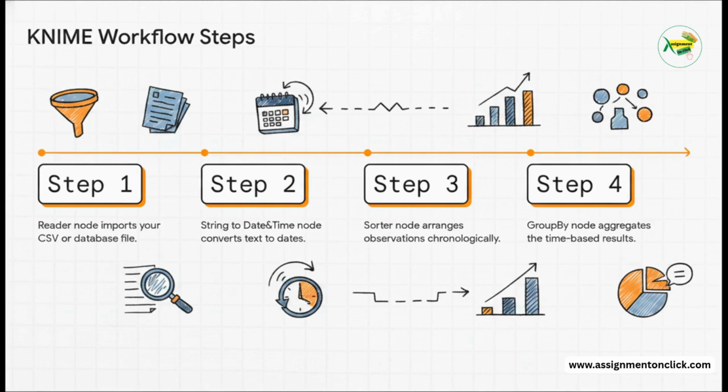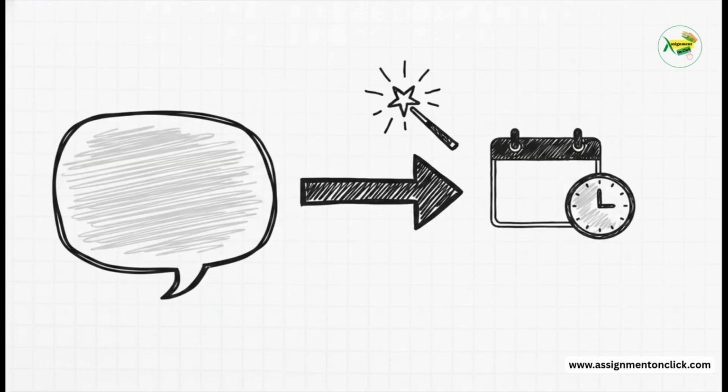Let's zoom in on why those middle steps are absolutely critical. The biggest trap here is formatting. When you import a dataset, KNIME often brings in your date column as a string, which just means text. And if KNIME thinks your date is just a word, well, you can't perform any time-based operations. You literally have to use the string to date and time node, and you have to ensure your format pattern exactly matches your source values.